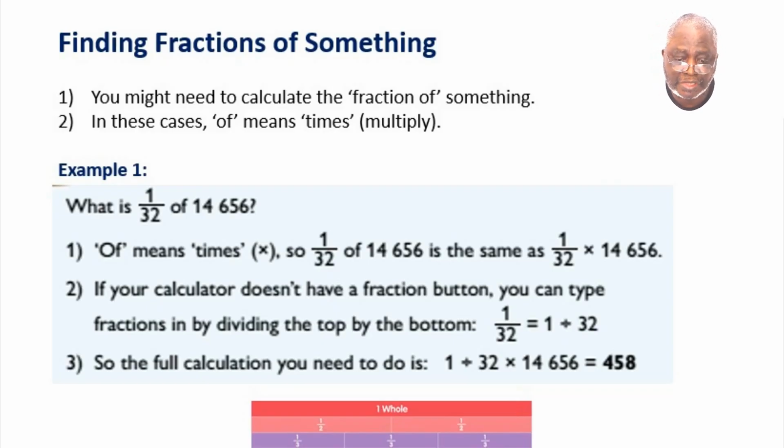If your calculator doesn't have a fraction button, you can type fractions by dividing the top by the bottom. So 1/32 is equal to 1 divided by 32. Once you've done that, you times that by 14,656 and you'll have 458.